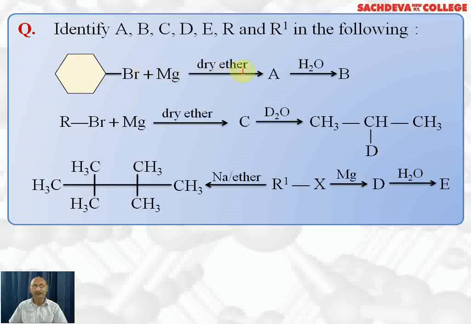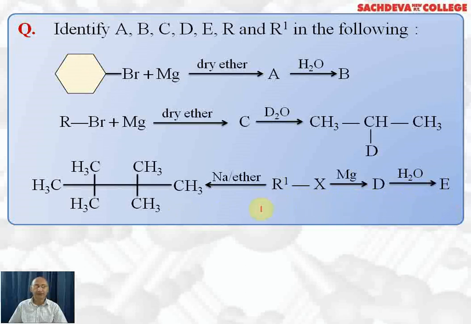We have to identify the products in the following reactions. Here we have 1-bromocyclohexane. We are reacting with Mg in the presence of dry ether. A is formed which reacts with water to form B. Here we have Br which reacts with magnesium in dry ether, C will be formed, which reacts with D2O. You will get this product. And here D and E we have to identify.